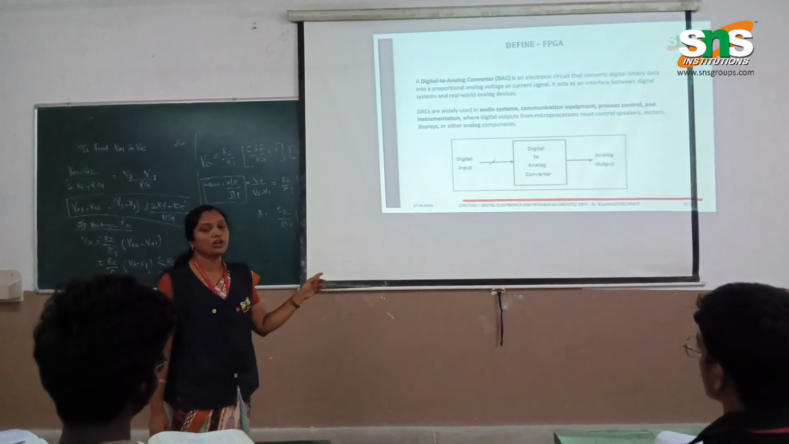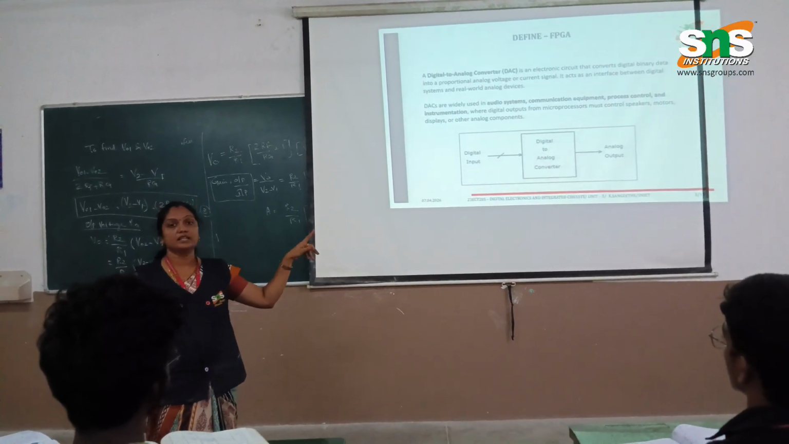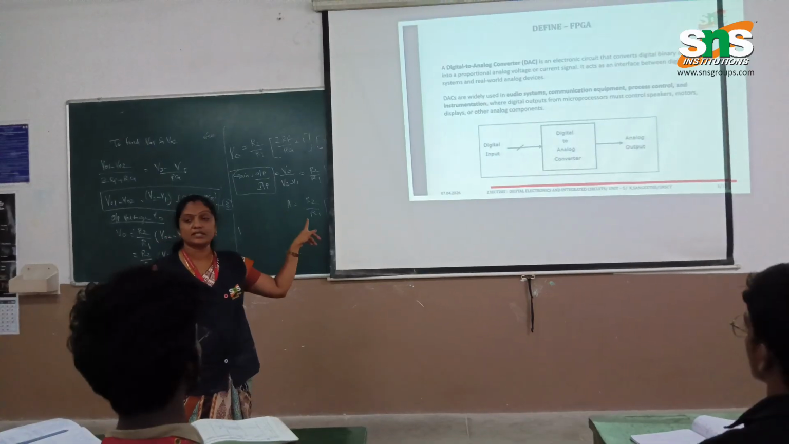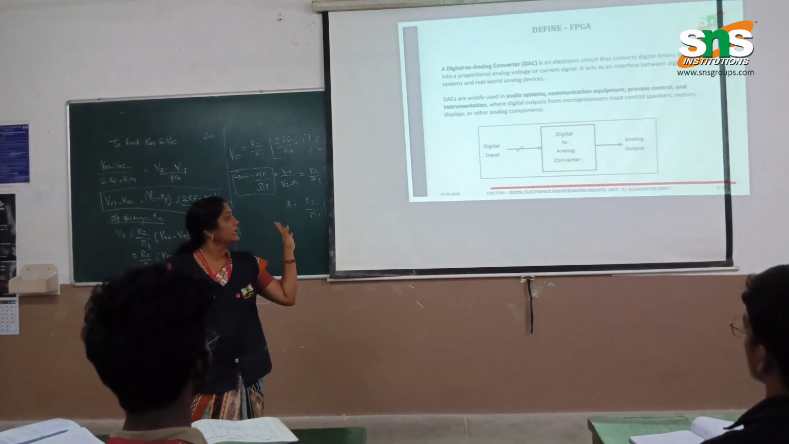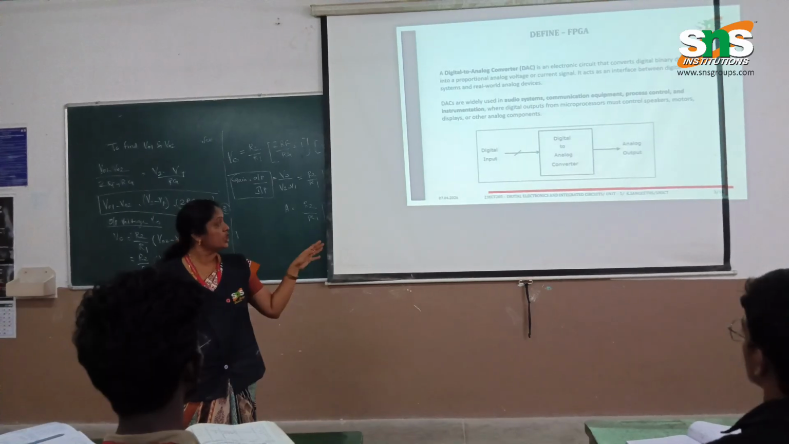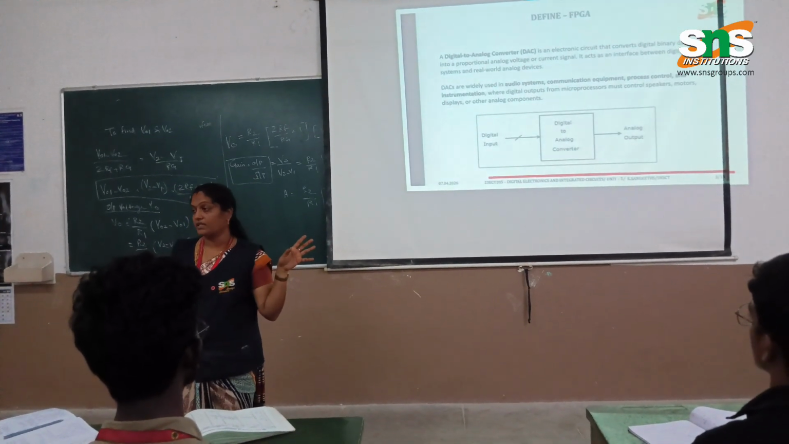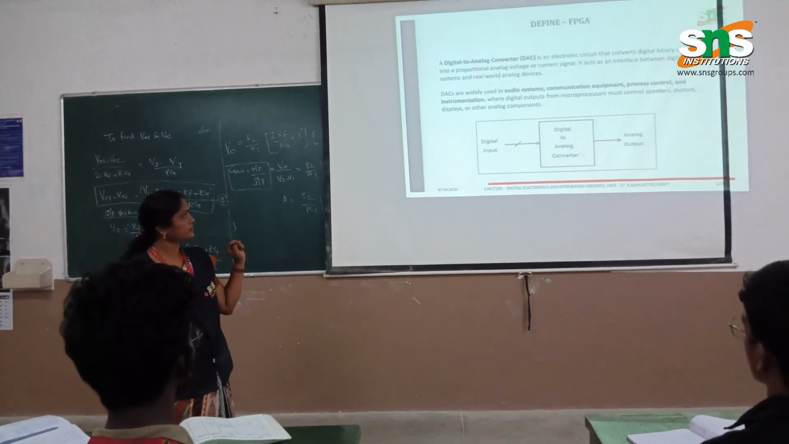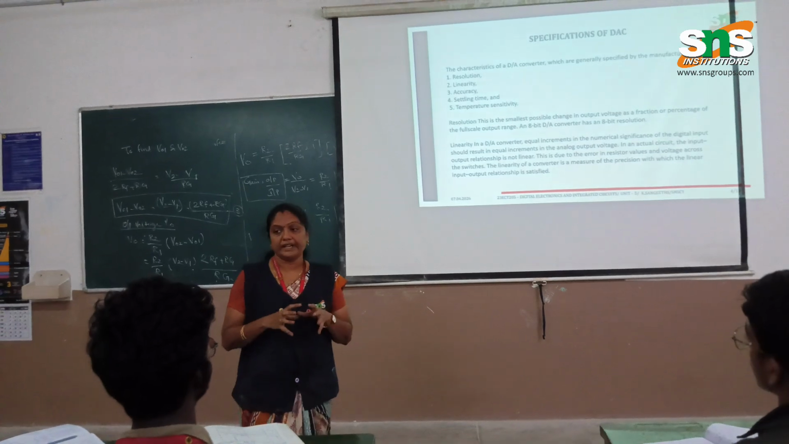So this is the block diagram. The input is digital and the output is analog. The main areas are audio systems, communication equipment, process control, and instrumentation, where the digital outputs from a microprocessor must control speakers, motors, actuators, and valves.